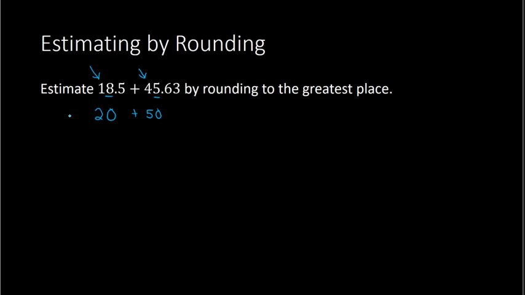And we would say that this is approximately 20 plus 50. So that symbol is my approximate symbol. And then we do 20 plus 50, and that gives me my estimation of around 70. So my rounded answer would be 70.